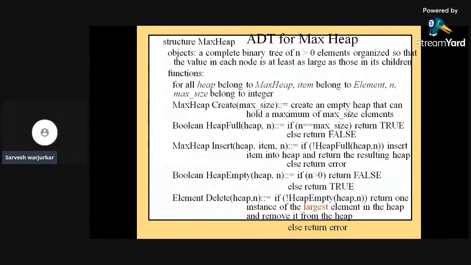Boolean heap full can also be possible, returning true, else returning false. Boolean heap empty returns false if n is greater than 0. If there is no space required to insert or delete any element from the tree, it can show that the heap is full. Heap empty is also possible, because if there is no element remaining in the tree, you cannot perform the deleting operation.